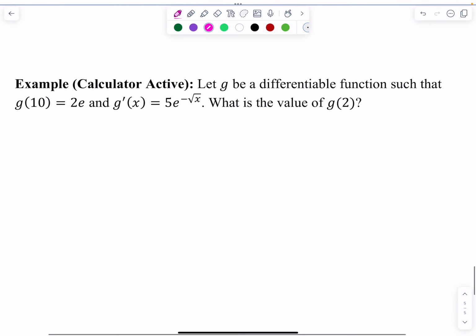Okay, this last question, notice it's calculator active. And part of the reason is because you don't know how to integrate this. But let's look at the question first. So let g be a differentiable function such that g of 10 is equal to 2e, that's important, and g prime is equal to 5e to the negative square root of x, and we need to find g of 2.